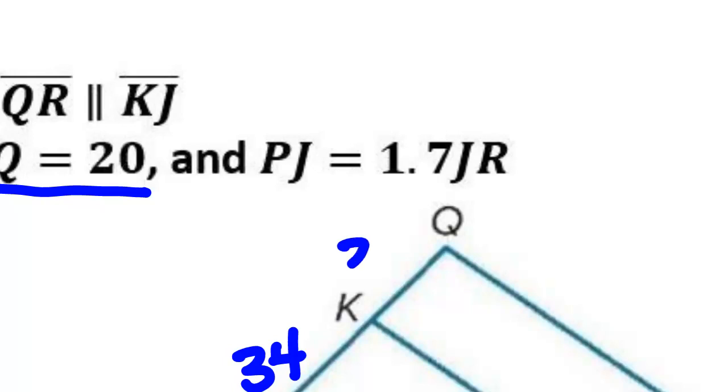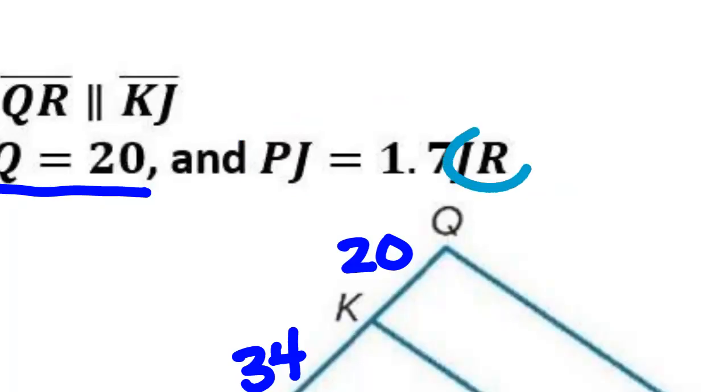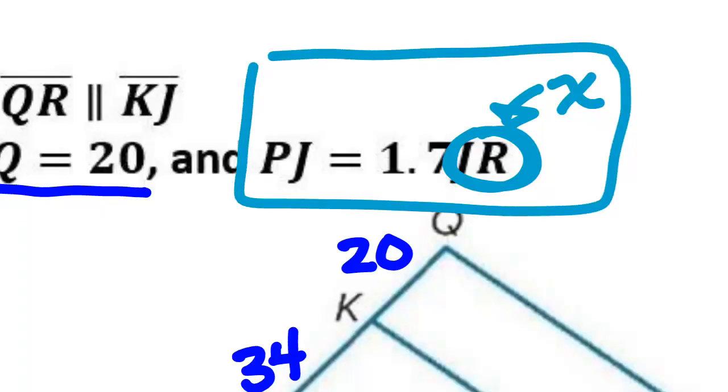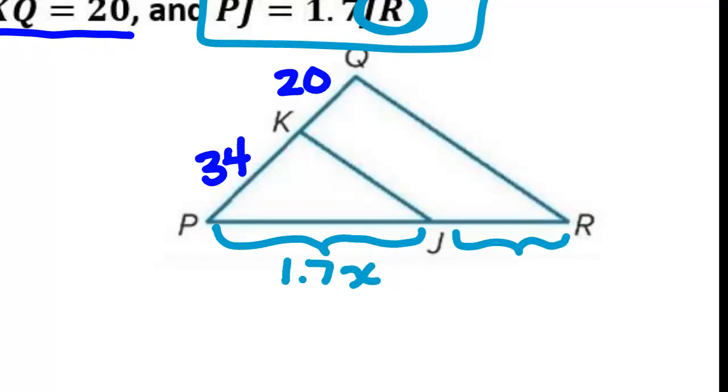KQ is 20. PJ is 1.7 JR. I'm going to take JR and replace that with X. So PJ is 1.7x. And then JR, I replaced JR up above with an X, so JR is x.